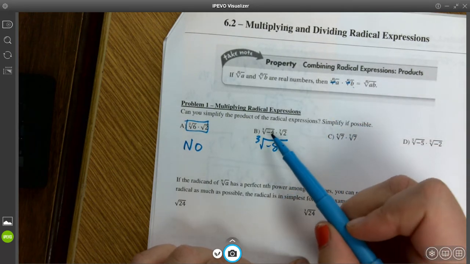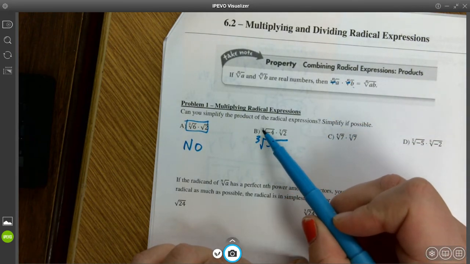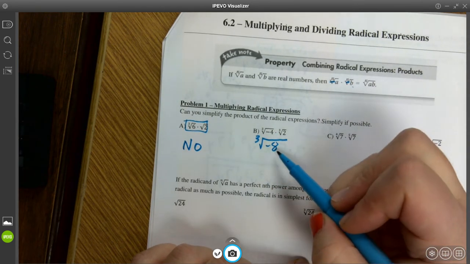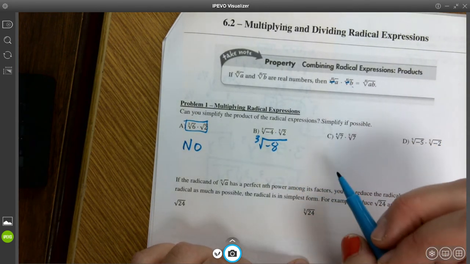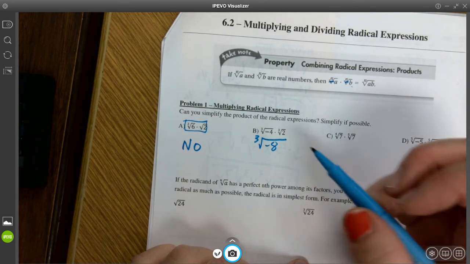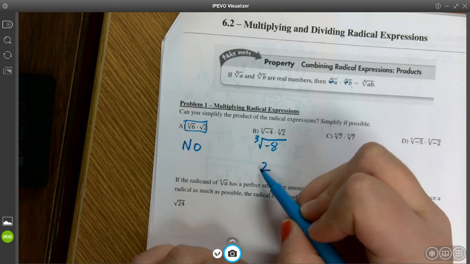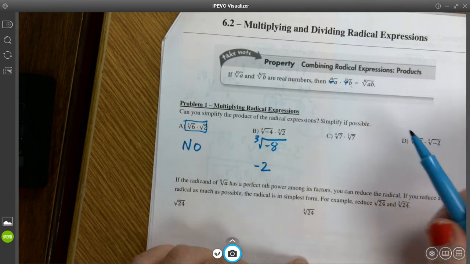One thing you might realize is that's fine if we have a negative, because remember, odd index is okay to have a negative. Now, because you guys are getting so smart with your powers of 2 and 3, you would know that the cubic root of 8 is 2, and since it's negative, it's going to remain negative.